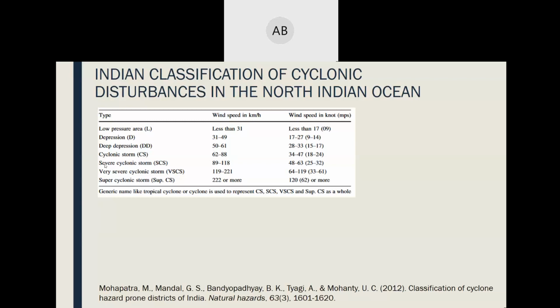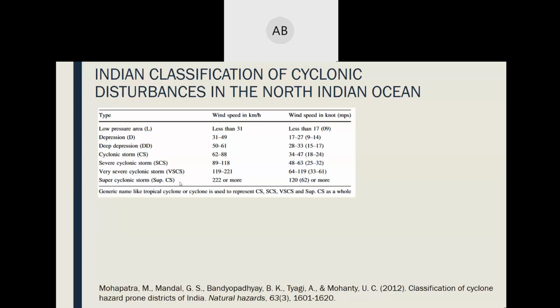Then again, we cross into a severe cyclonic storm, which is much higher than that. Then a very severe cyclonic storm, you see, is increasing. And if it is more than 222 kilometers per hour, imagine 222 kilometers per hour is really something extraordinary. Then we can categorize the storm as a super cyclonic storm.